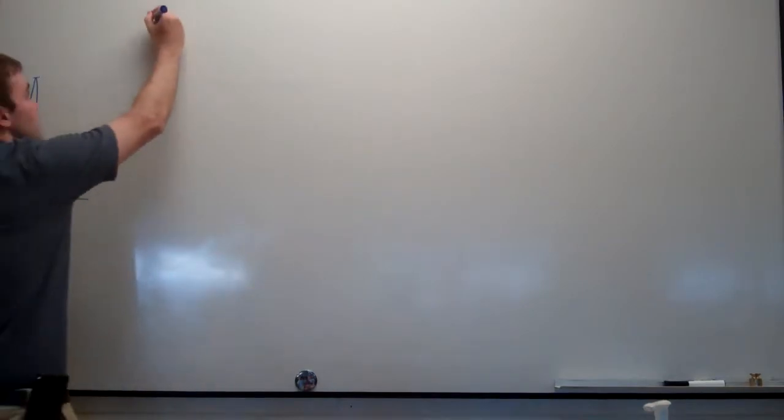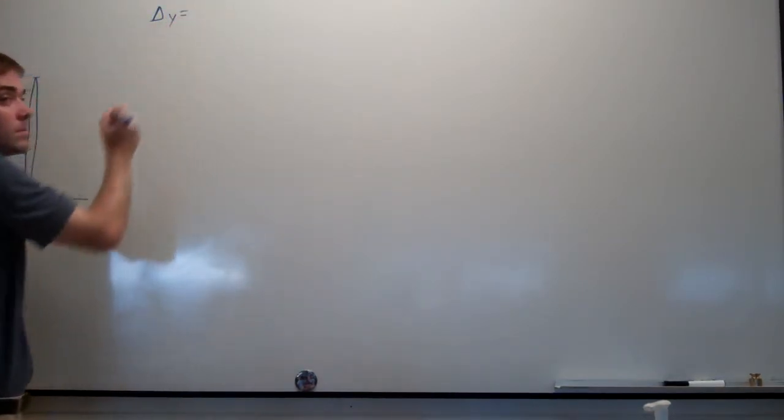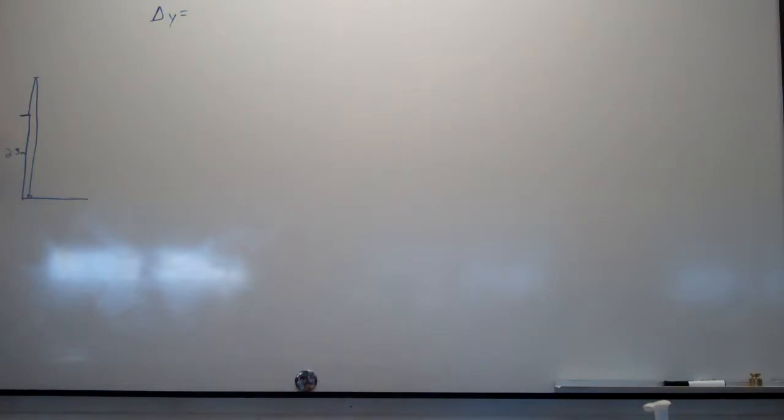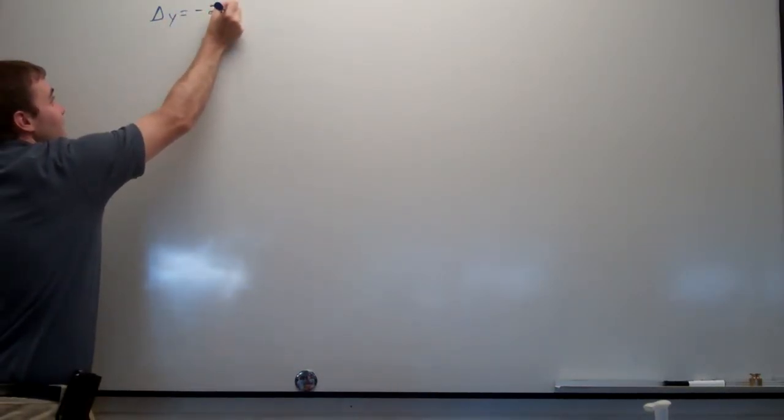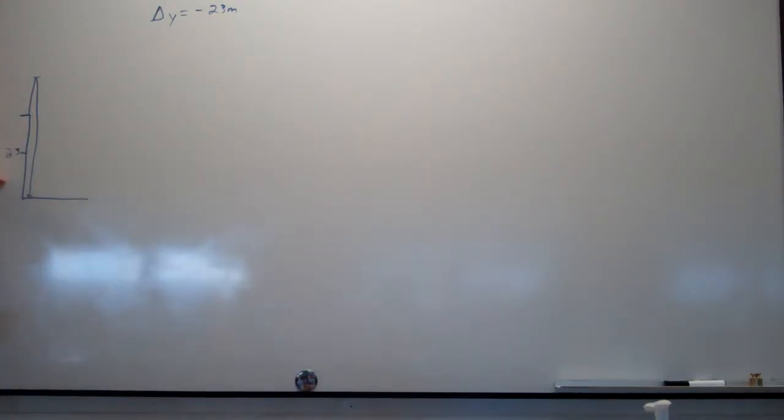So overall here, what is our displacement? This is 23 meters high. How far is it from where it started? Is it going to be positive 23 or negative 23? Negative, since I'm asking about it, right? And it's negative because you're below where you started. So anytime it's going down, it's negative. Anything going up is positive. Does that make sense to everybody?